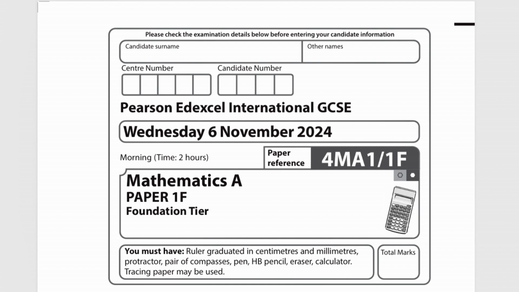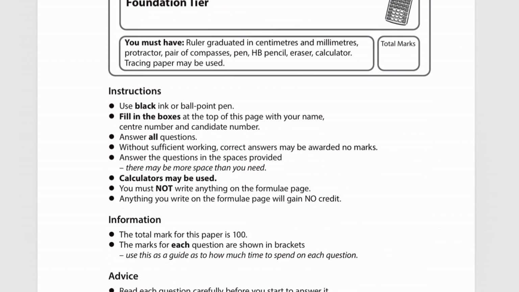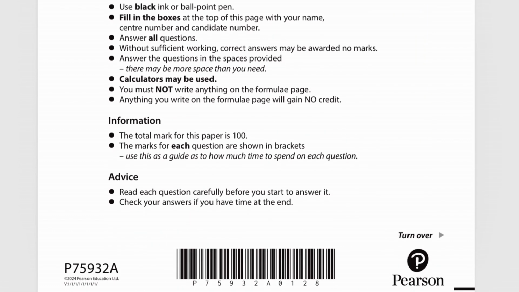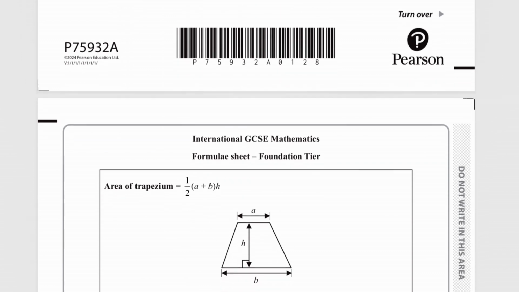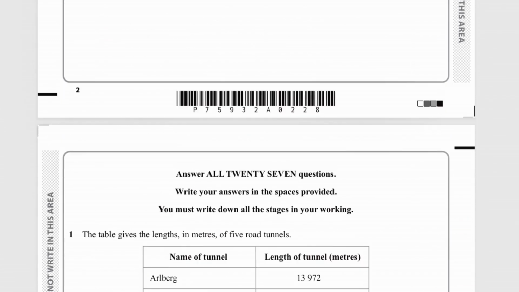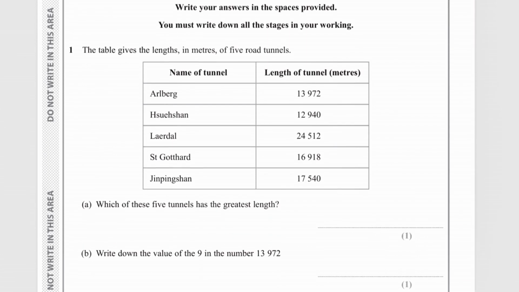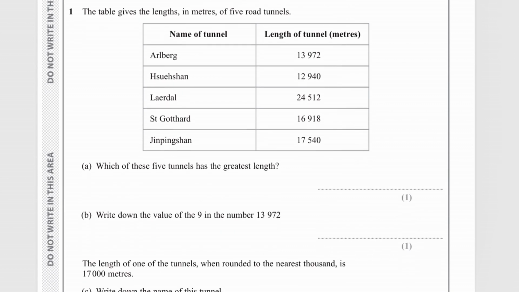All right, so we get started with this paper right away. Foundation IGCSE November 2024. Let's look at this starting from question 1. Which of these 5 tunnels has the greatest length? Which one has the greatest length?